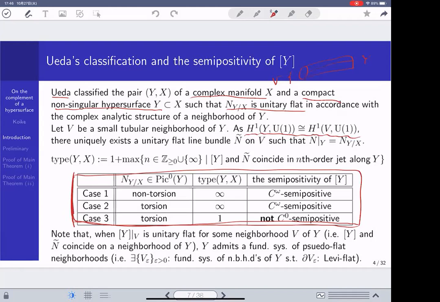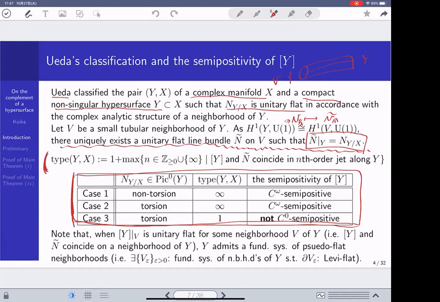We can interpret this isomorphism so that for any unitary flat line bundle N, there uniquely exists a unitary extension, which means that N tilde is the uniquely determined flat line bundle defined on V, such that the restriction of N tilde onto Y is equal to N. So, especially when we set it as the normal bundle, there uniquely exists a unitary flat line bundle, say N tilde on V, such that N tilde restricted to Y coincides with the normal bundle.